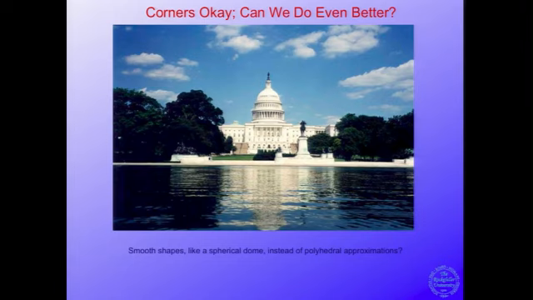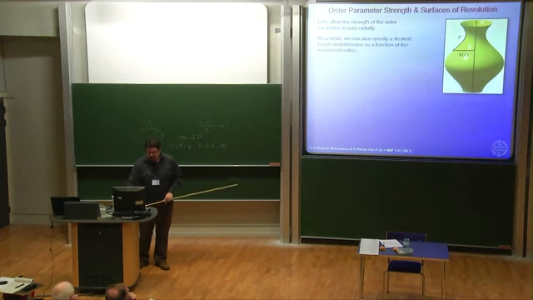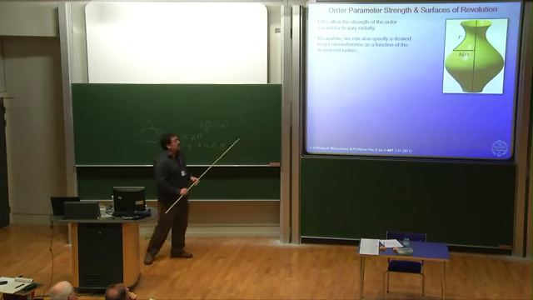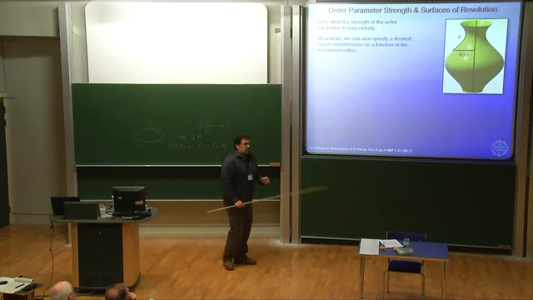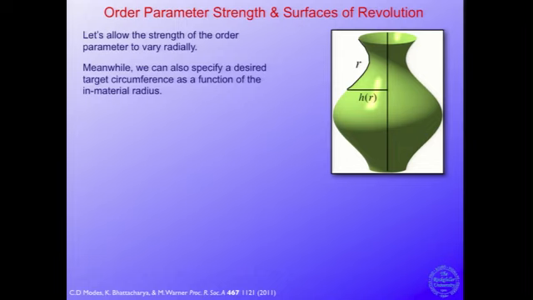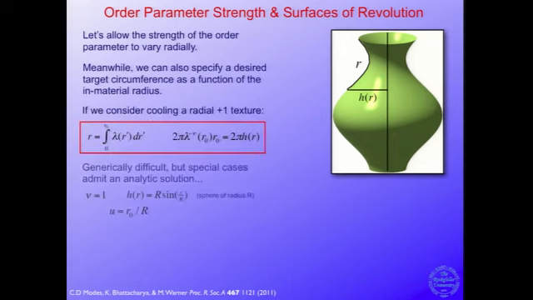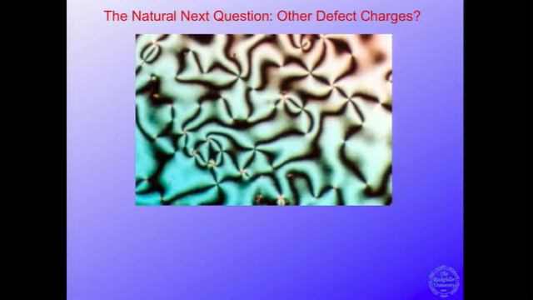And this is going to be a quick advertisement for the Friday talk, because I'll talk more about it then. But the answer is yes, we can make smooth shapes. If you allow the strength of the order parameter to change as a function of where you are on the sheet, you can get surfaces of revolution directly out. And I want to skip through this because I'm going to talk about it. If you want to see that, come on Friday. Friday morning, I think, is when I'm scheduled.